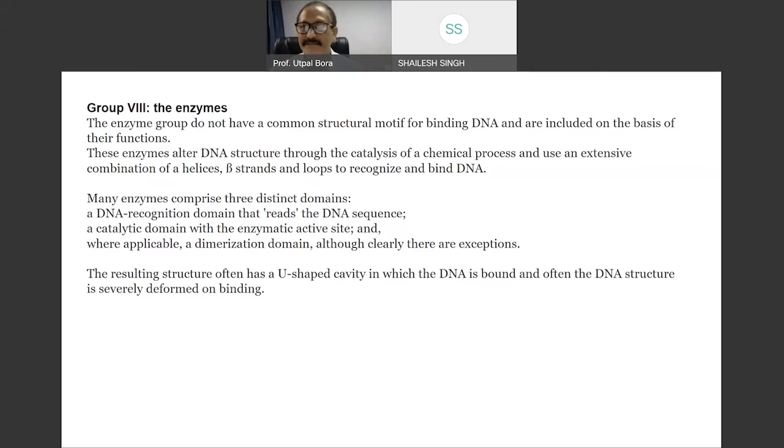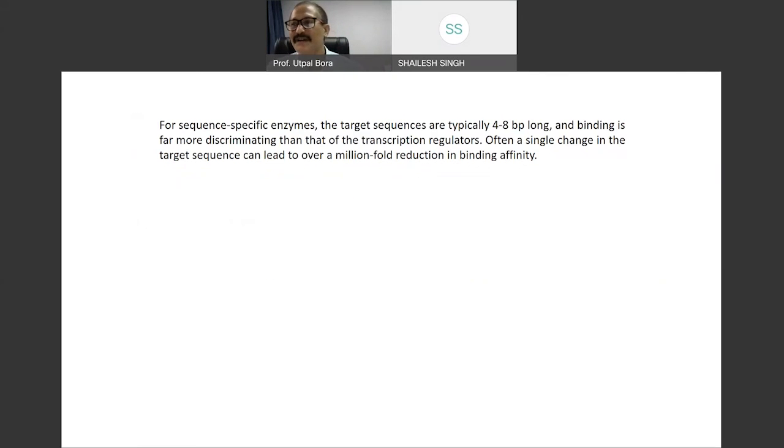Many of these enzymes fall under various classes, like HTAs or other groups. Some of these, you will come to know, are important from the genome engineering and genome editing point of view. The resulting structure often has a U-shaped activity cavity, which you will find in all these enzymes, in which the DNA is bound, and often the DNA structure is severely deformed on binding. So this kind of mechanism is common to this class.